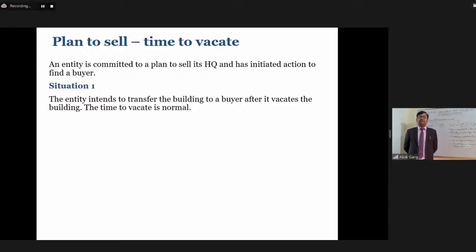An entity is committed to a plan to sell its headquarter and has initiated action to find a buyer. Situation number 1. The entity intends to transfer the building to a buyer after it vacates the building. The time to vacate is normal. So the management is saying that we will vacate the building. The vacation time is normal, let's say hardly 1 week, or 5 days, 10 days. So whether this building will be classified as held for sale, can we say it is available for sale in present condition?